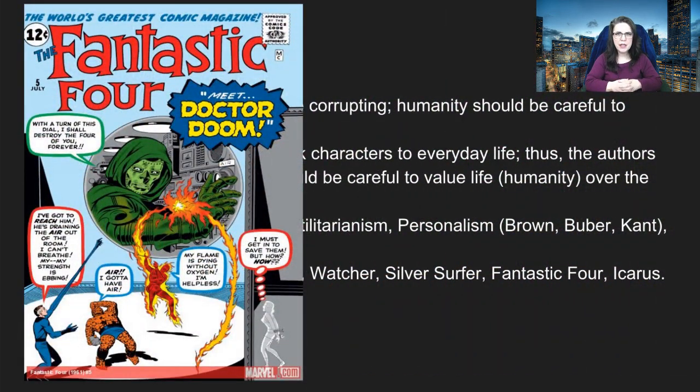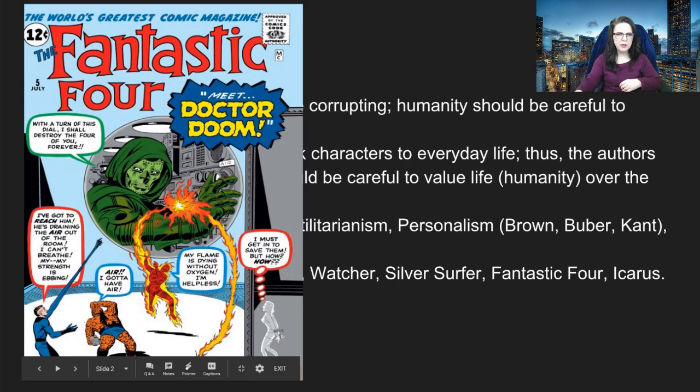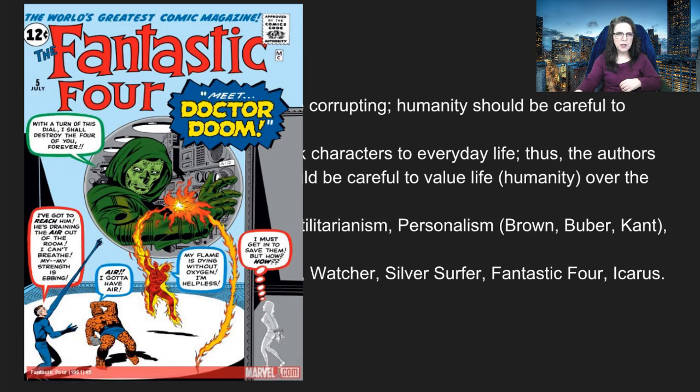Here you can see the image of the Fantastic Four. You definitely have Mr. Fantastic down here, the Thing, the Human Torch, and then this is Miss Storm. Up here is Dr. Doom. So this is the issue where the Fantastic Four does meet Dr. Doom.